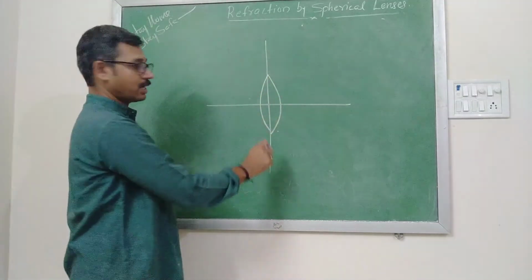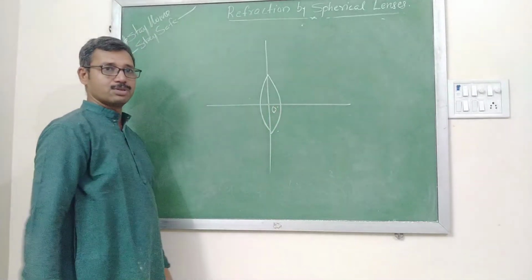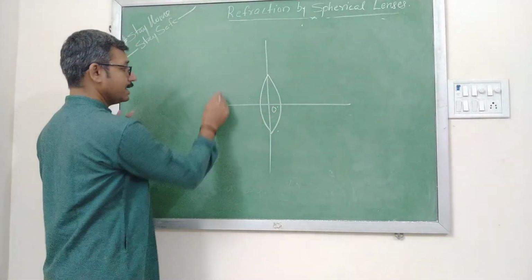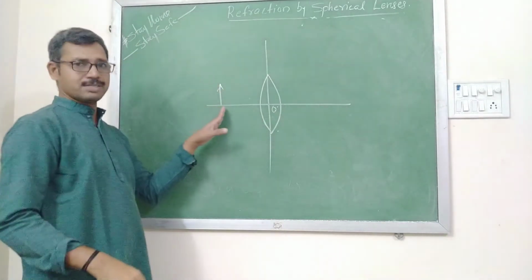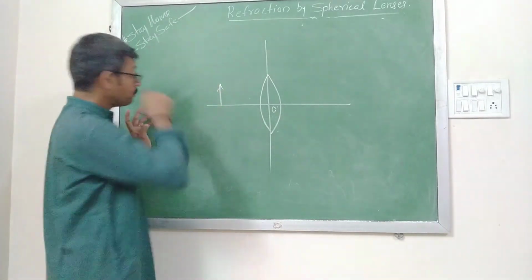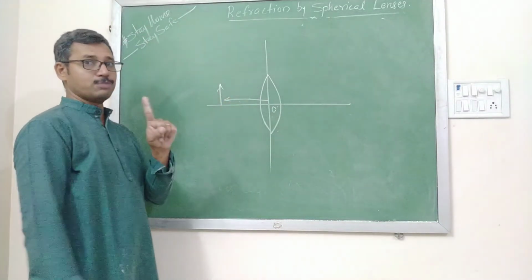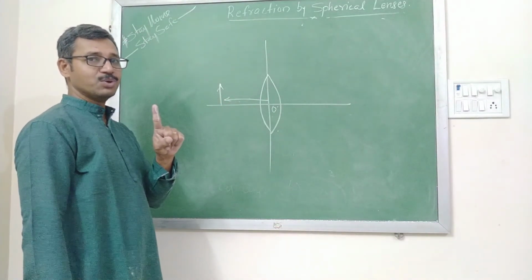Sure. It is the origin. What is the origin? The optical center is the origin. And here, the object is normally placed here only. The object is placed here. This distance is the object distance. What is the object distance, U or V?